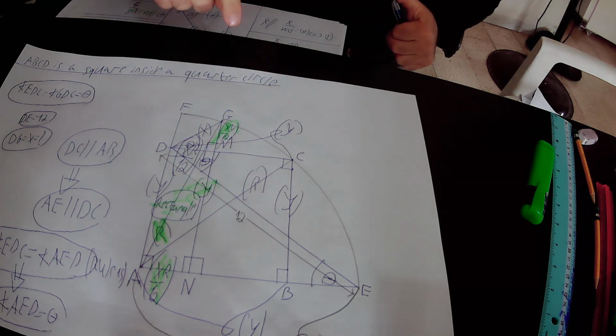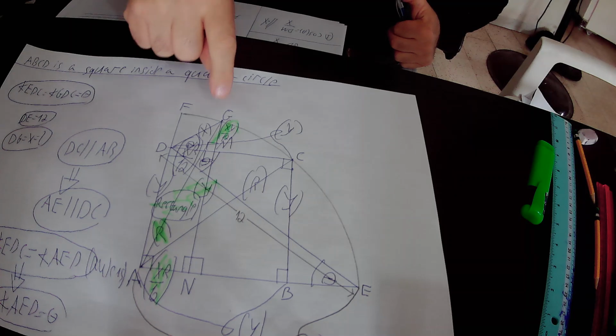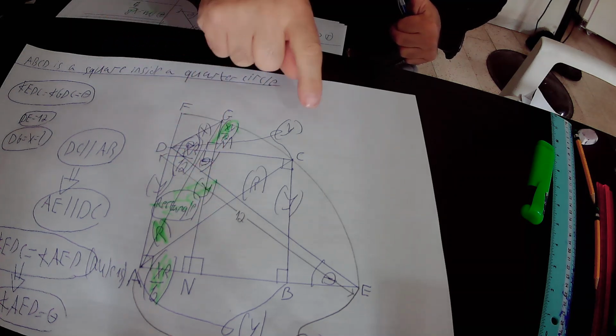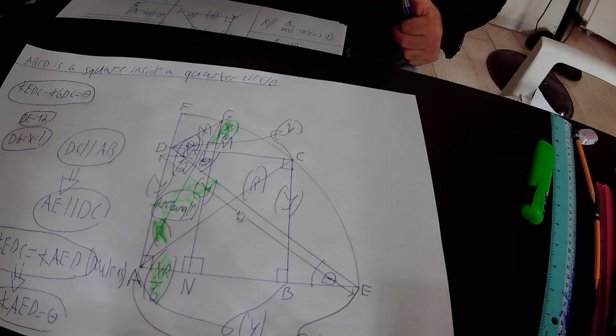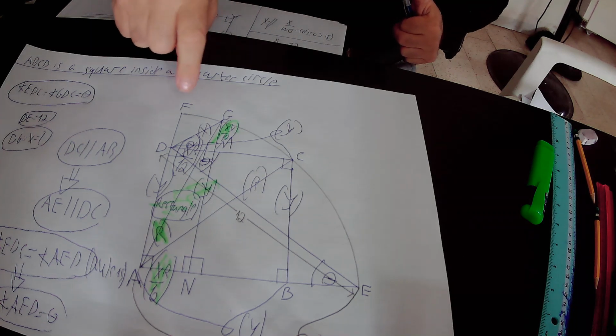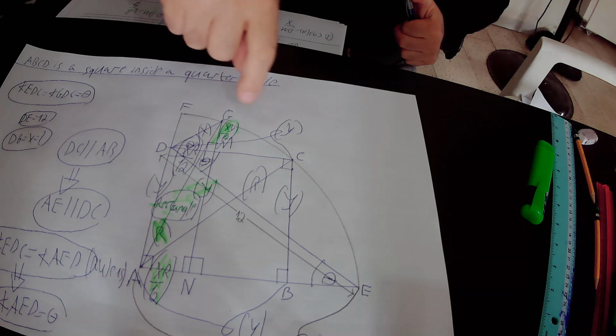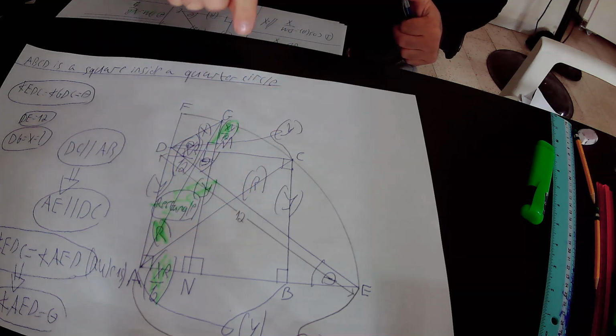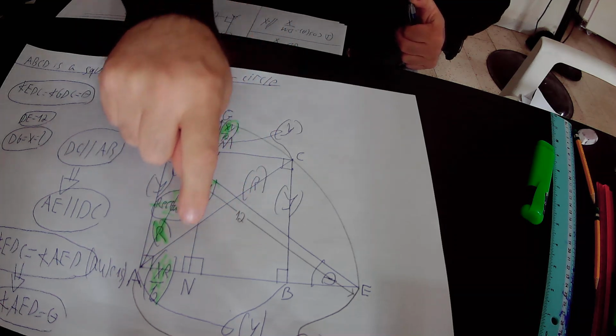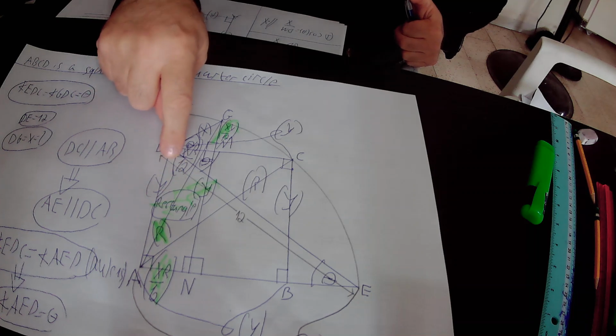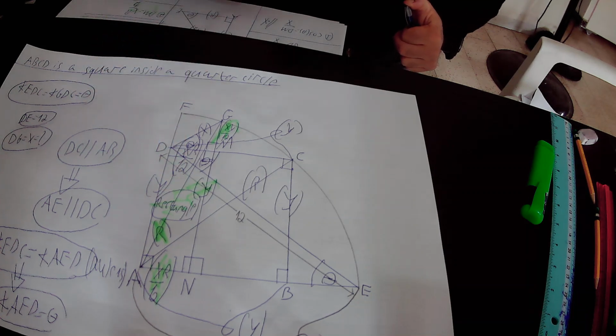Likewise, we define the intersection point between the perpendicular GN and side DC of this square as M. By doing this construction, we created quadrilateral DMNA. Inside this quadrilateral, we have 1, 2, 3 right angles. The sum of 3 right angles is 270 degrees.